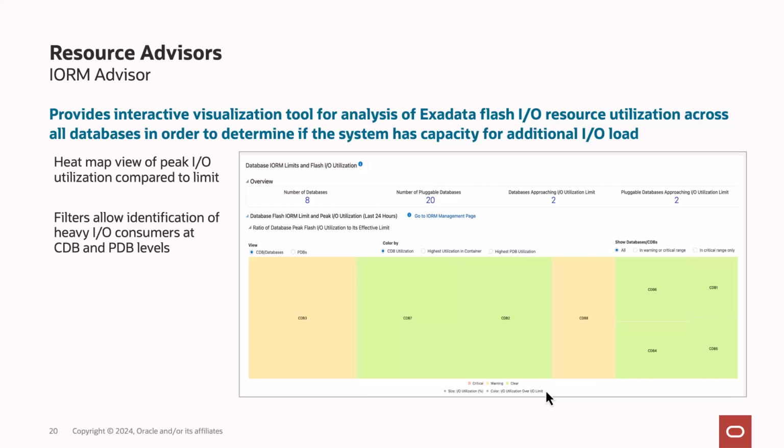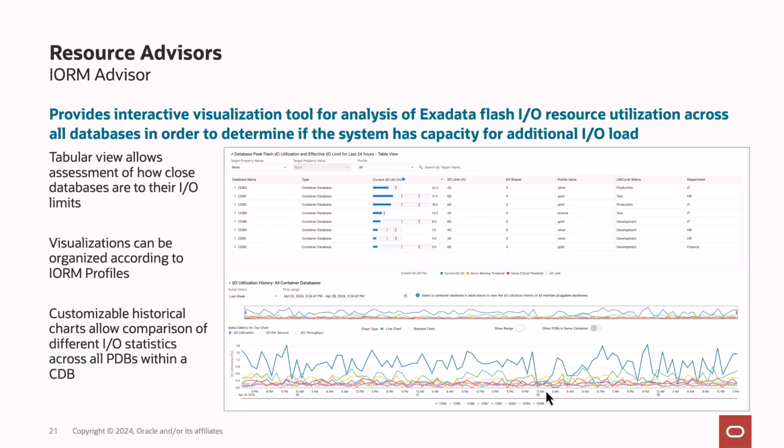There's also an IO resource management advisor working similar to the impact advisor. Here it is possible to see all databases or PDBs IO utilization and if they are impacted by IO resource management. Green, no impact, yellow, small impact, and red, high impact. The data can also be seen in a tabular format, showing all databases, how much IO they consume, which IO profile they belong to, together with property data.